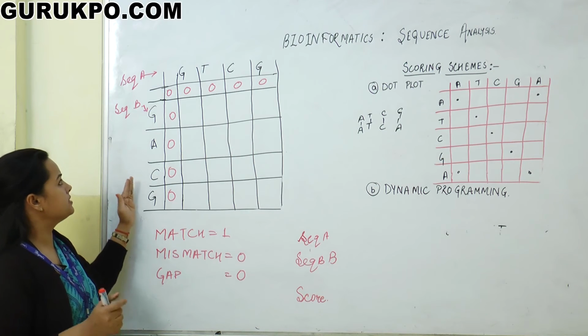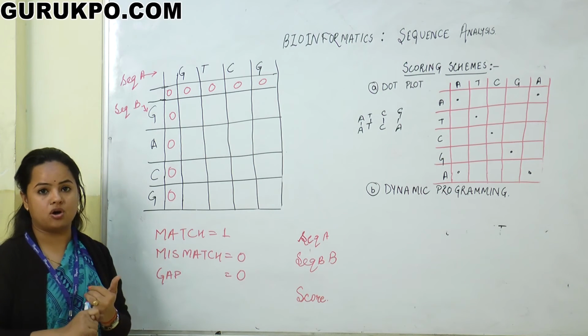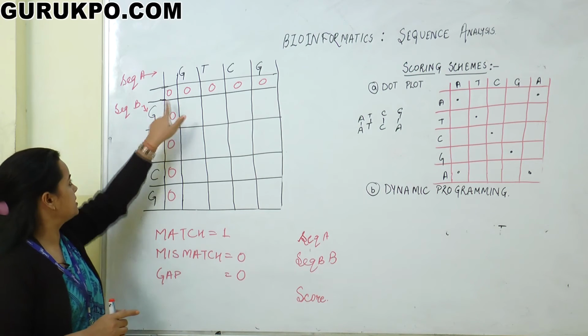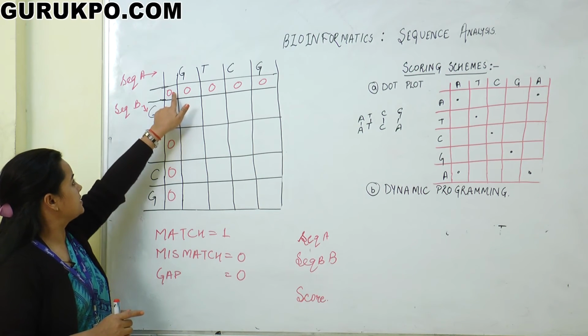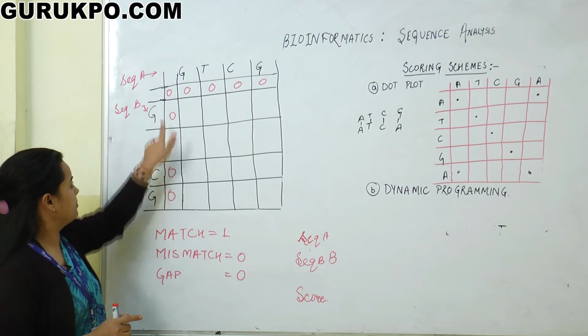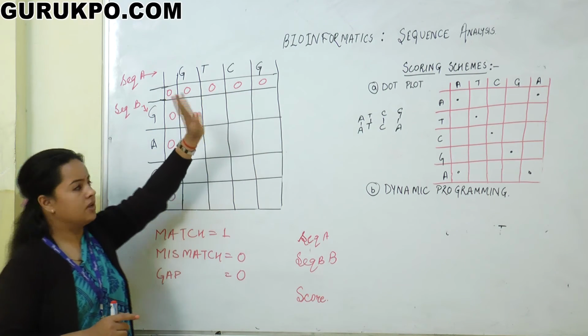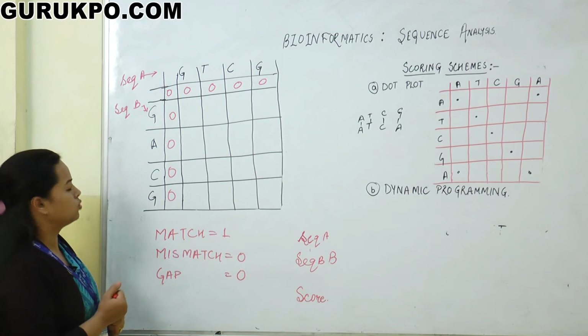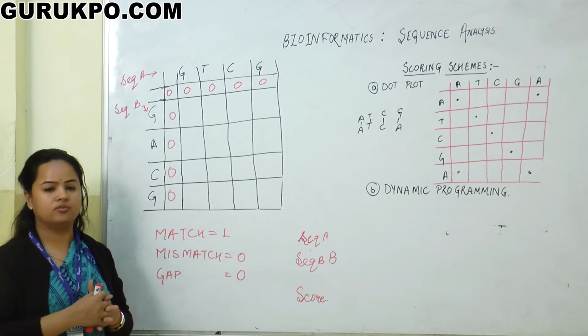What we have to do is mark one extra column and one extra row before filling up the matrix. This is the extra column and this is the extra row. This is the extra column and this is the extra row which has been filled by 0. This is the first basic rule of filling any kind of matrix.